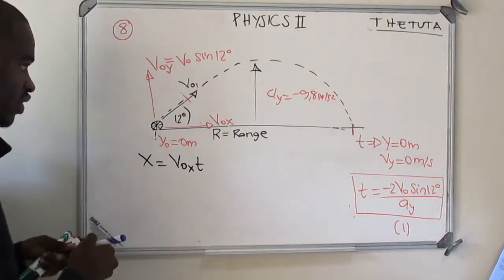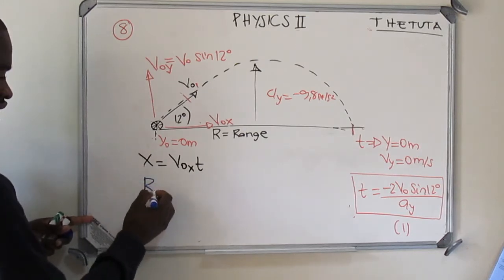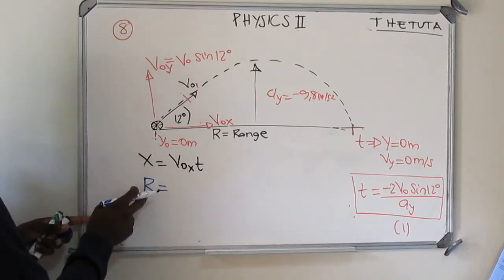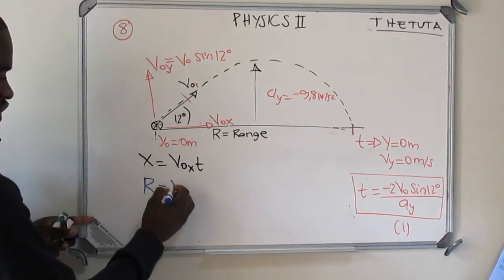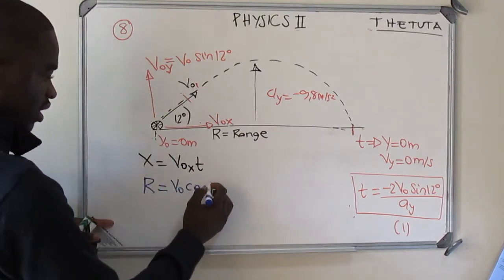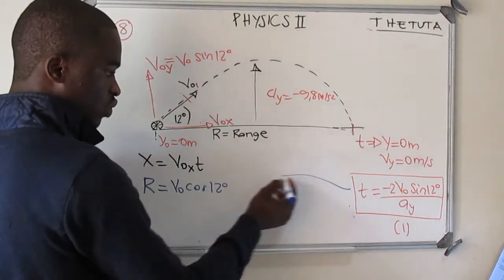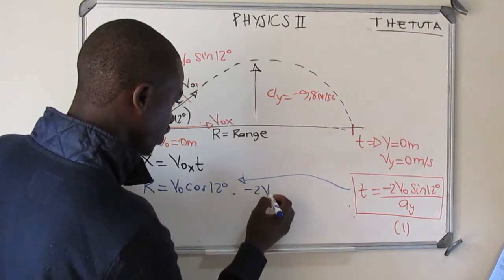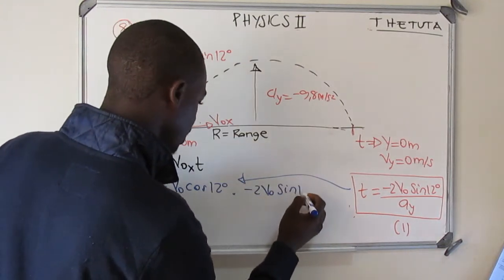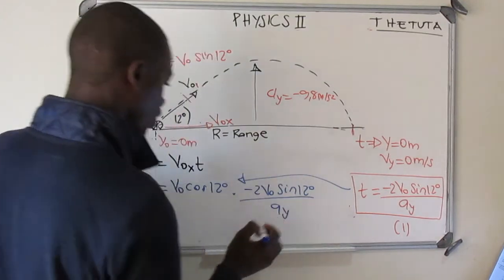Now we have to substitute the value. Remember, this x is our range, it's R. But the initial velocity in x is how much? It's going to be the initial v cos of 12 degrees. What is our time? We substitute this one here. Can you see? And therefore we're going to have times minus 2 the initial v sine 12 divided by a in y.